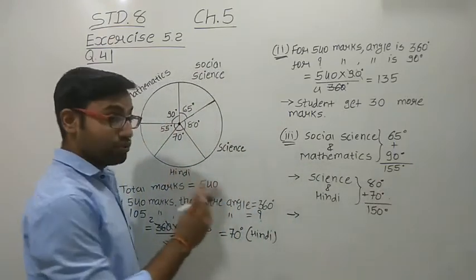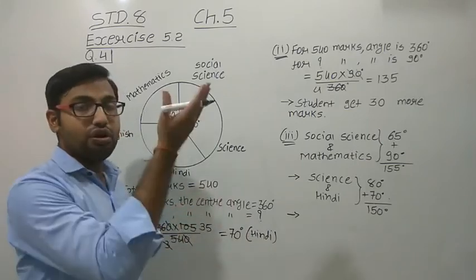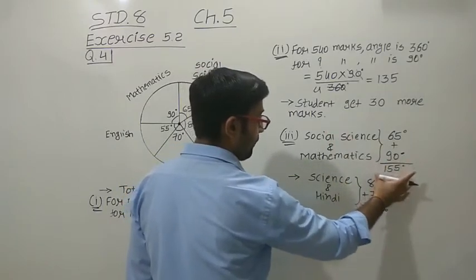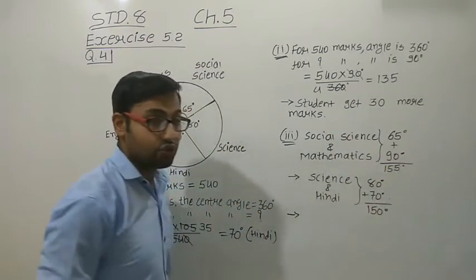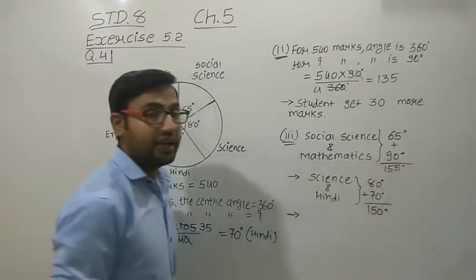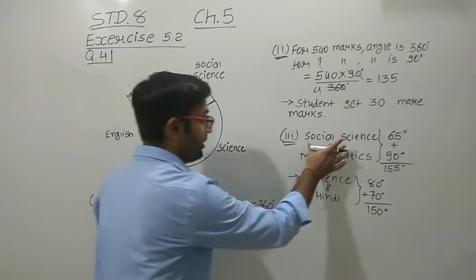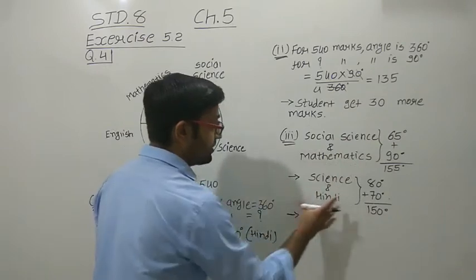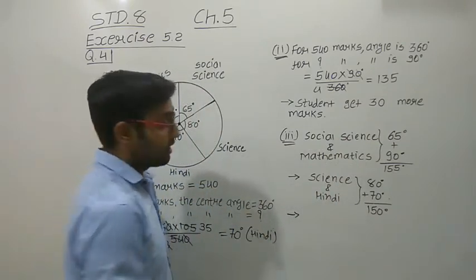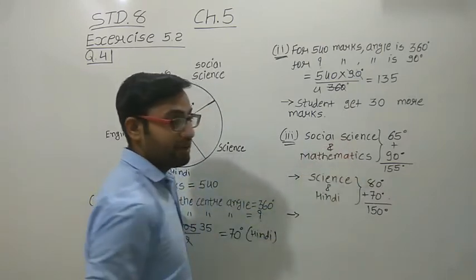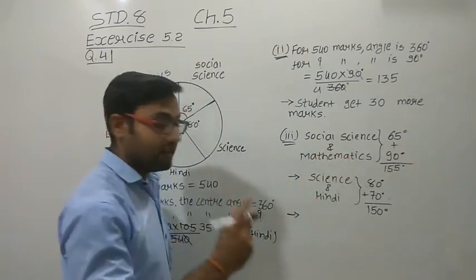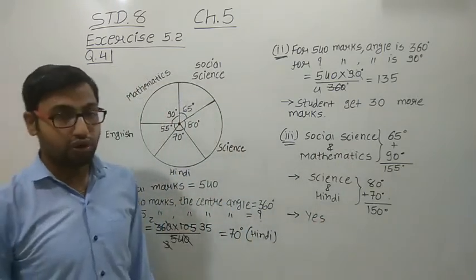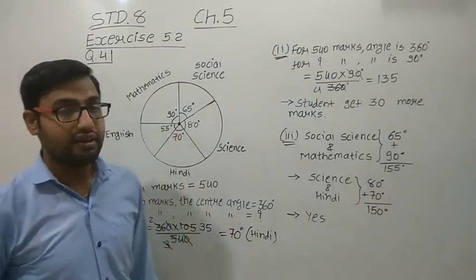Now as we have said in the first question, if the angle is more, the marks are more. Here the angle of both these subjects is 155 degrees and here the angle of both these subjects is only 150 degrees. So this angle is greater. So the student got greater marks in social science and mathematics and less in science and Hindi. So we were asked whether the marks in social science and mathematics are greater than in these two subjects. Yes, the answer is yes. Right? So in this way we can solve this type of problem by reading the pie chart.